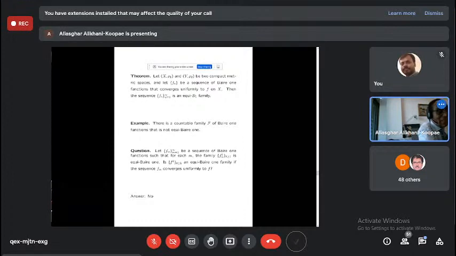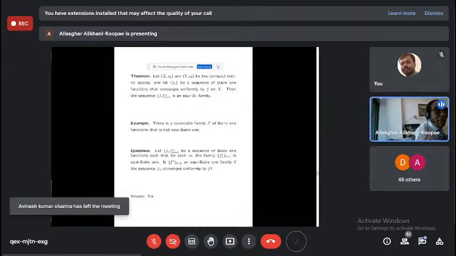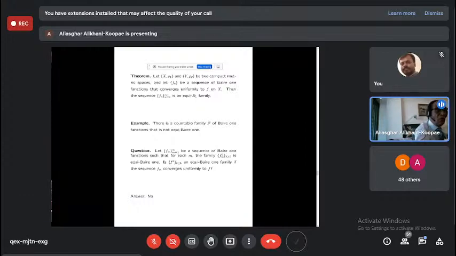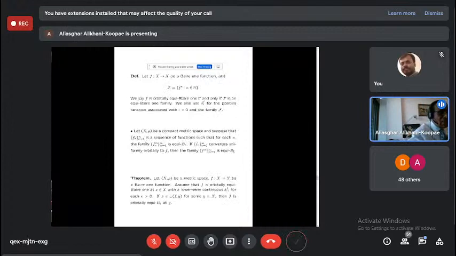And the question is: let F_m, from m equals 1 to infinity, be a sequence of Baire 1 functions such that for each m, the family F_{m,k} is XY Baire 1. Is F_k an XY Baire 1 family if the sequence F_m converges uniformly to F? So we have a sequence of Baire 1 functions such that for all k's, F_{m,k} is XY Baire 1, and F_m goes uniformly to F. Can we say that F_k is XY Baire 1? And the answer to this one is no. I have constructed it in the paper; there is a construction of these things.